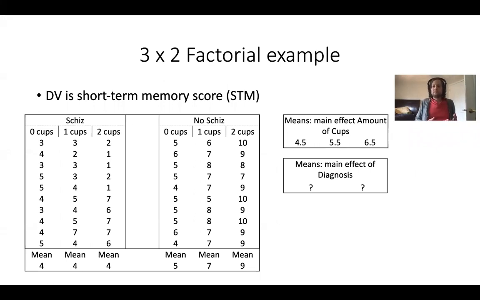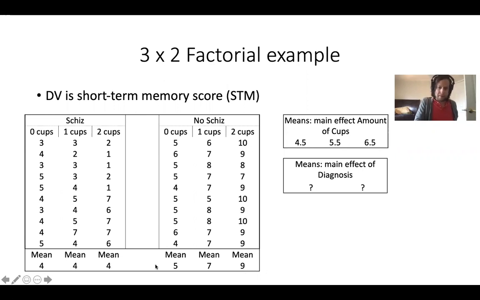Would it be the mean of one group then the mean of another? Yes. Like 4 plus 4 plus 4, and then the other one would be 5 plus 7 plus 9, divided by 3 for each of them. Yes. So can anyone do the math? What would be the mean of these three numbers right here? 4. Yeah, it's just 4. 4 plus 4 plus 4 equals 12. 12 divided by 3 equals 4. So that number right there, the mean score of people with schizophrenia, is 4.